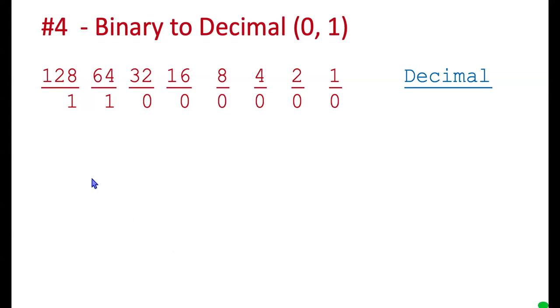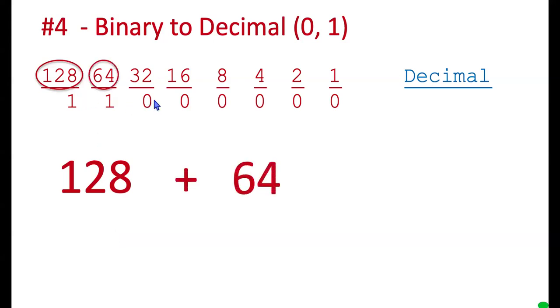Okay, how about this one? We have a 1 here. I think you're getting the idea here, and a 1 here. Then the rest are all zeros. So this number, 11000000 in base 2 binary, is equivalent to 192 in base 10 decimal.